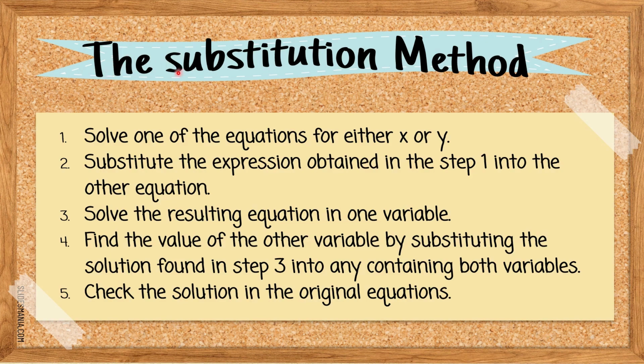So how do we use the substitution method? First, solve one of the equations for either x or y. Second, substitute the expression obtained in step 1 into the other equation. Third, solve the resulting equation in one variable. Fourth, find the value of the other variable by substituting the solution found in step 3 into any equation containing both variables. Lastly, check the solution in the original equations.